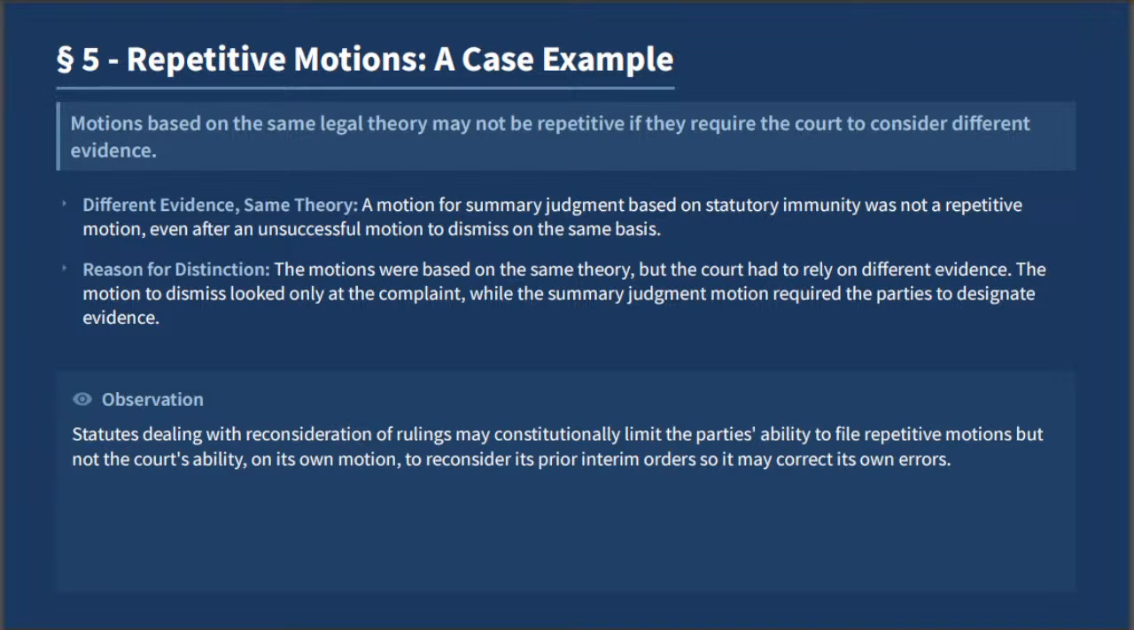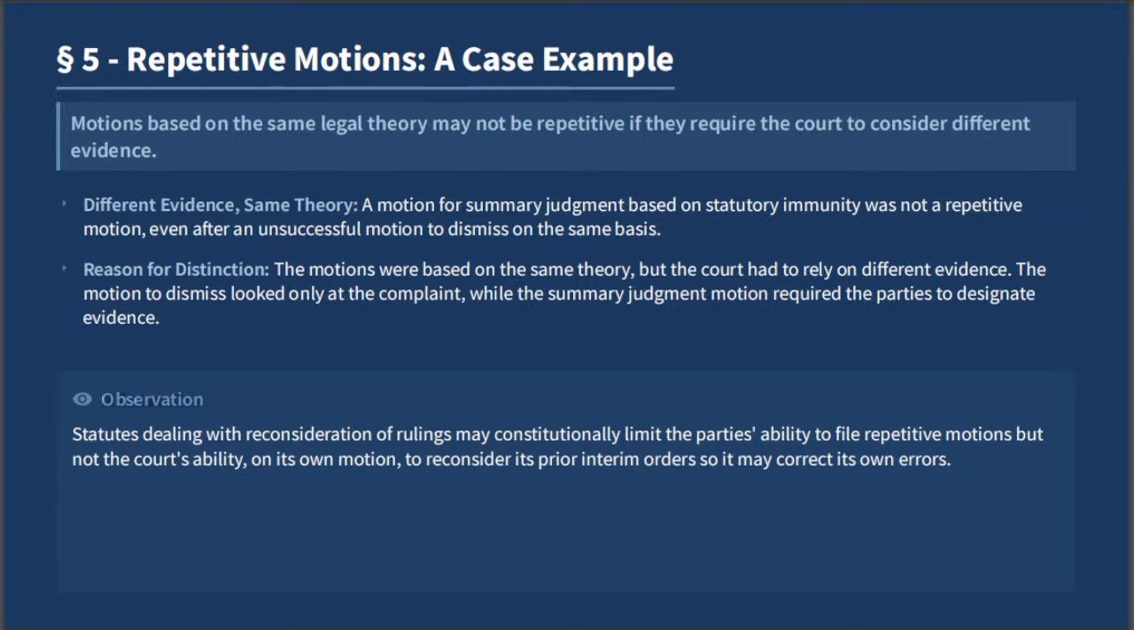And here's a case example for repetitive motions. Motions based on the same legal theory may not be repetitive if they require the court to consider different evidence. Different evidence, same theory. A motion for summary judgment based on statutory immunity was not a repetitive motion, even after an unsuccessful motion to dismiss on the same basis. The reason for distinction: the motions were based on the same theory, but the court had to rely on different evidence. The motion to dismiss looked only at the complaint, while the summary judgment required the parties to designate evidence.